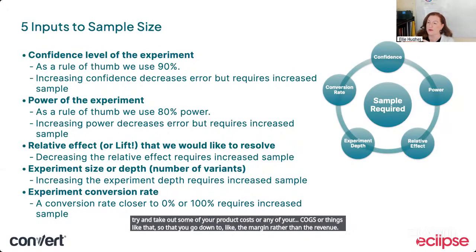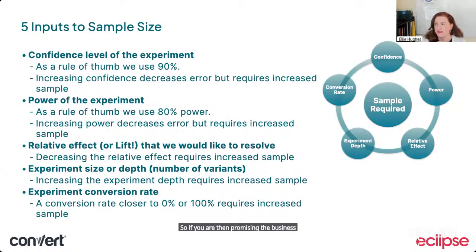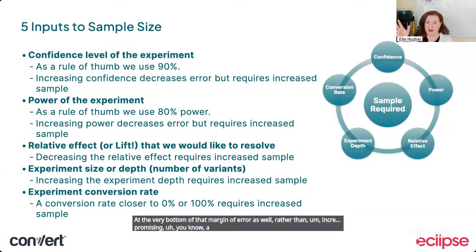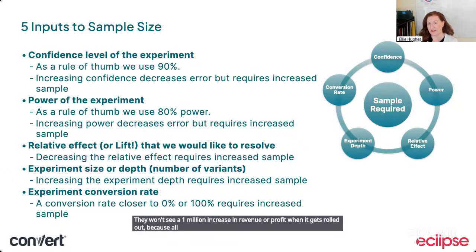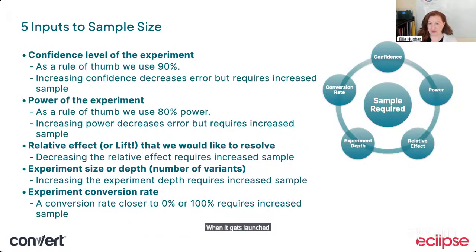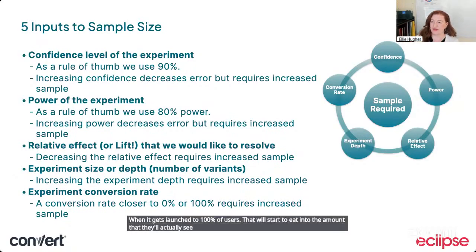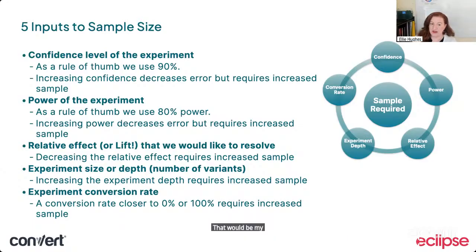So if you are promising the business an increase of 100,000 in margin, at the very bottom of that margin of error as well, rather than promising a 1 million increase in revenue or profit, they won't be disappointed. They won't see a 1 million increase in revenue or profit when it gets rolled out, because all the product costs and stuff like that, when it gets launched to 100% of users, will start to eat into the amount that they'll actually see in the final numbers. So that would be my recommendation in terms of that kind of reporting of the numbers.